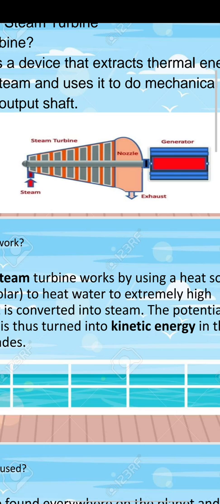Generator. The generator is the primary power conversion component of the power plant. The function of the steam turbine generator is to convert the thermal energy of the steam from the steam generator to electrical energy.